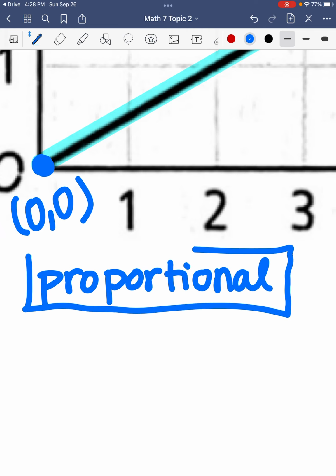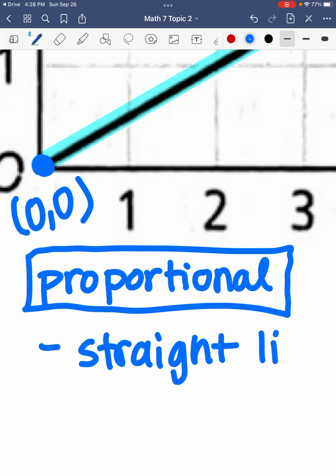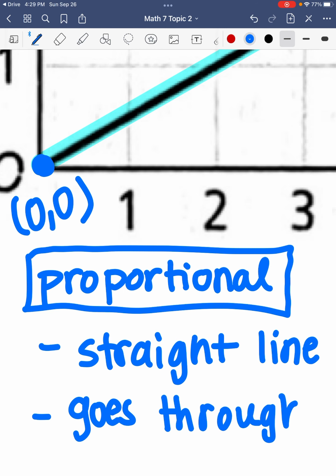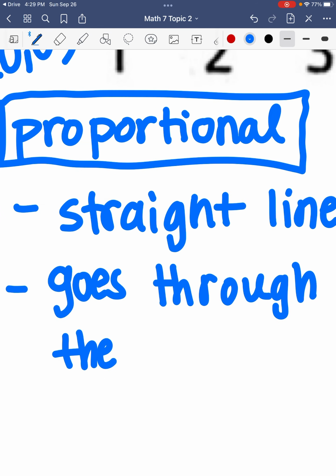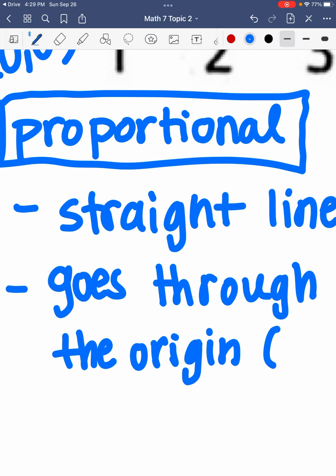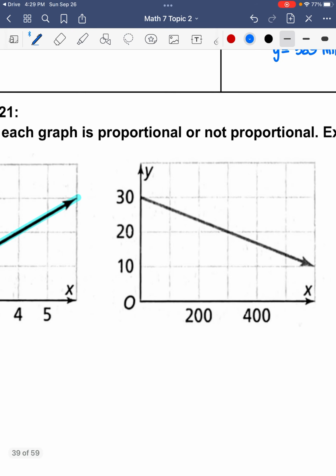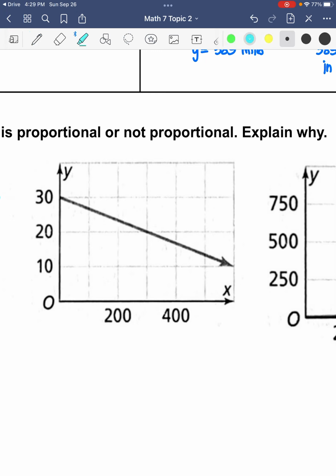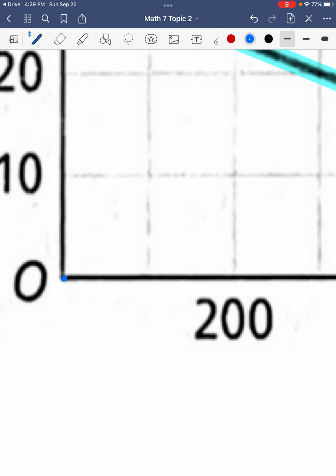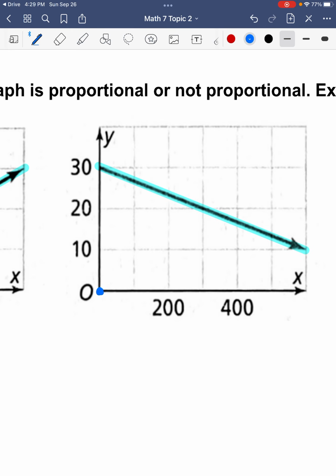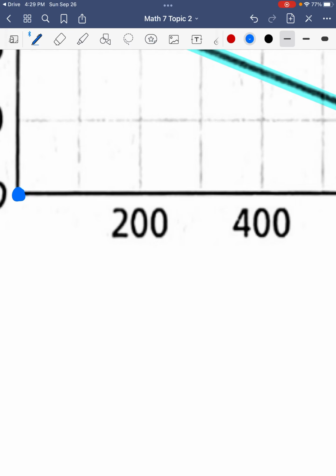So this one is proportional because it is a straight line and it goes through the origin, which is the point 0, 0. Okay, let's look at our next graph. Okay, this one here, I see that it is a straight line. But in order for it to be proportional, it has to go through the point 0, 0. Okay, and this one we see very clearly, it does not go through the point 0, 0. So this one right here is not proportional.